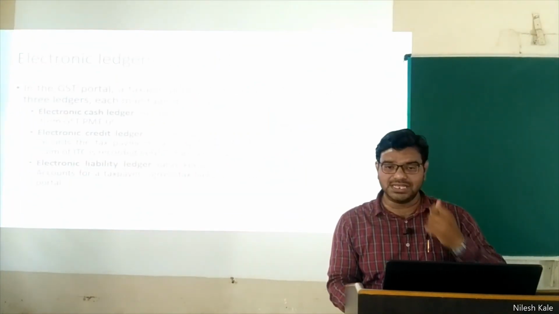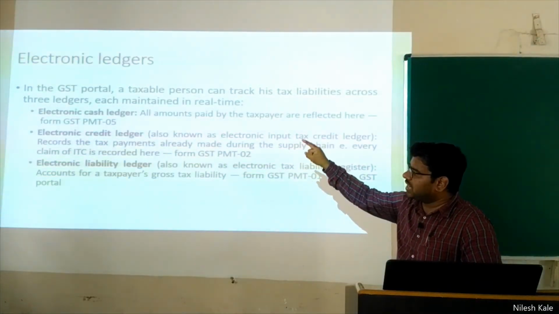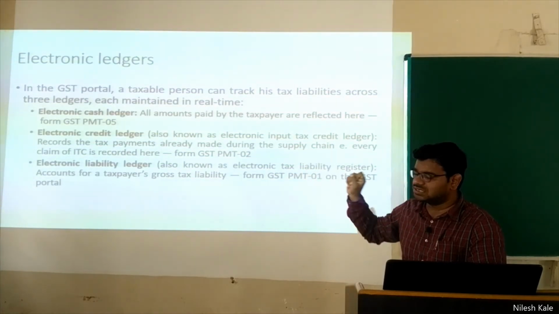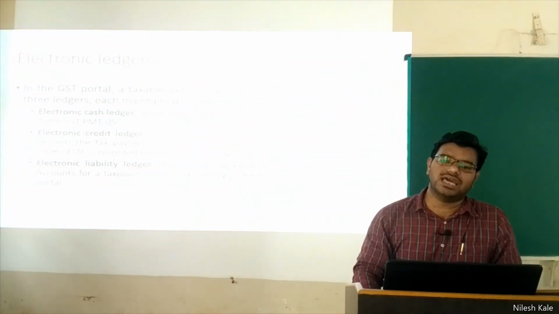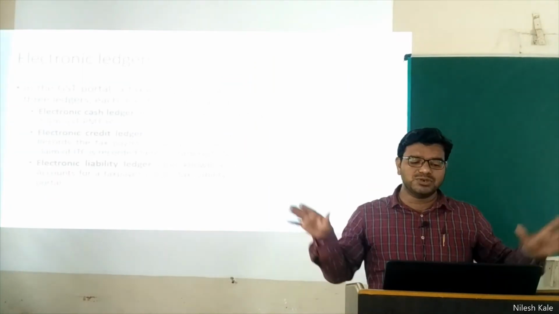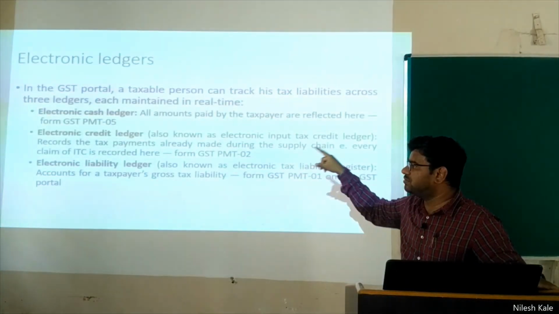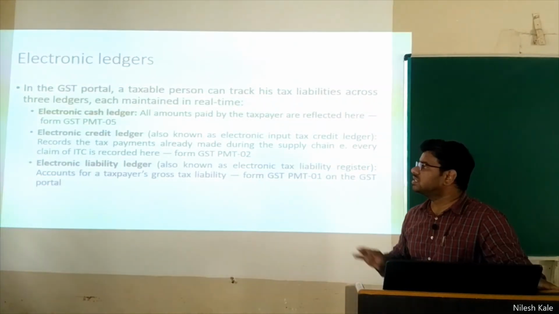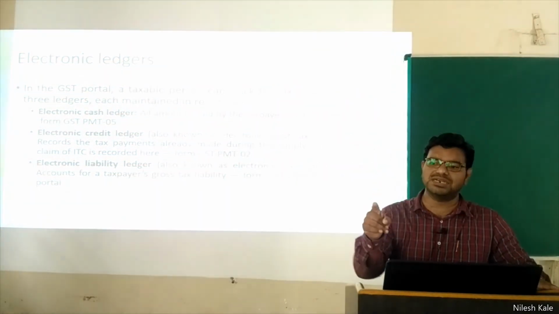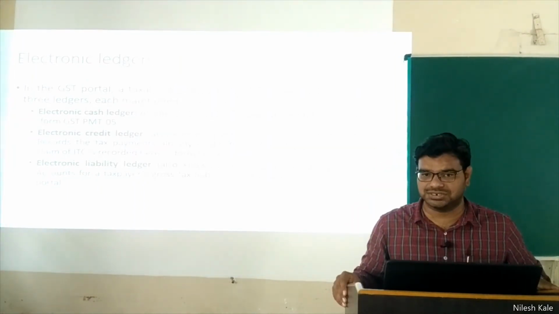And then we will start with the electronic ledgers. There are these three electronic ledgers: electronic cash ledger, electronic credit ledger, and electronic liability ledger. What do you mean by this? Electronic cash ledger, where all amounts paid by the taxpayer are reflected, and the form is GST PMT 05. Remember these forms. Electronic cash ledger is such a ledger where all the payment that is made by the taxpayer will be reflected, right?